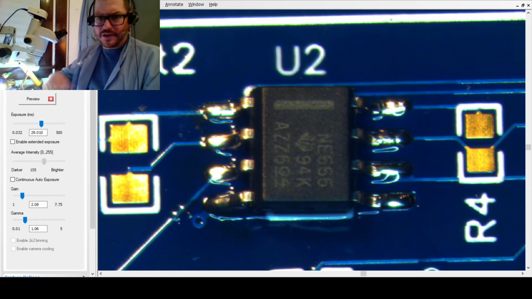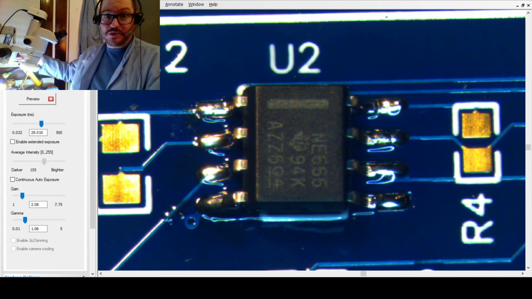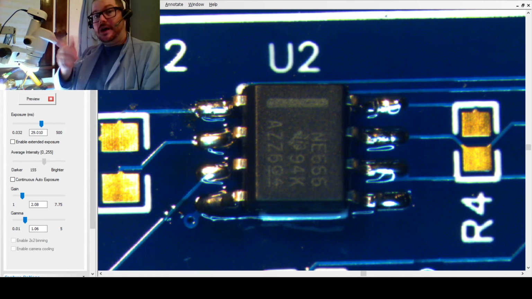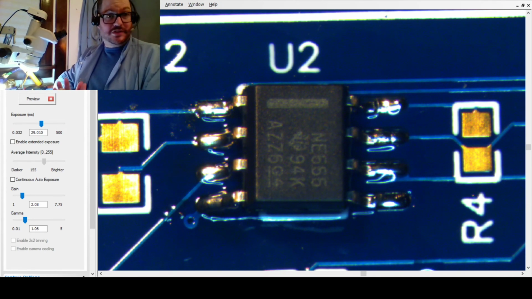ENEPIG is for something entirely different, which we hope to be talking about at some point a little bit later on. So anyway, hopefully you got to see something new.